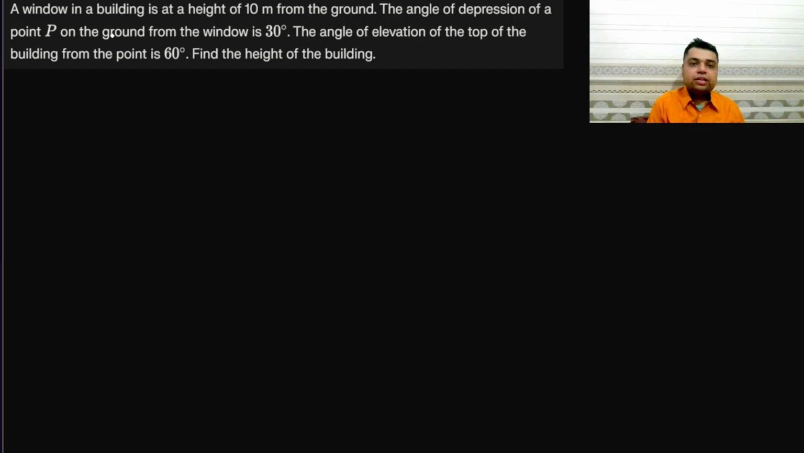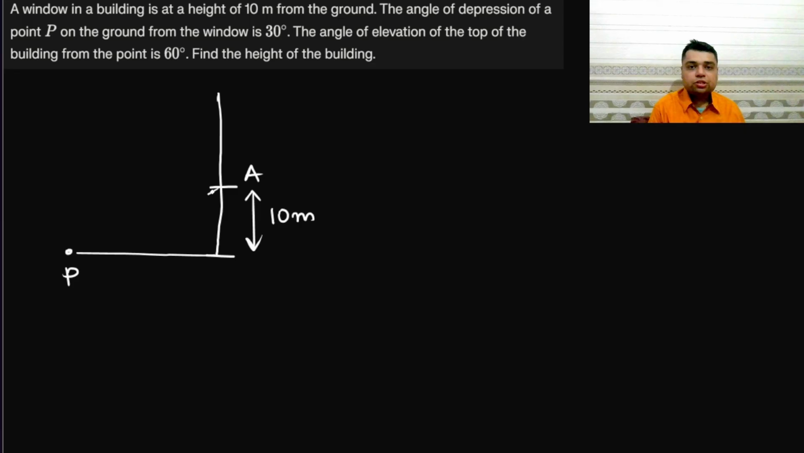A window in a building is at a height of 10 meters from the ground. The angle of depression of a point P on the ground from the window is 30 degrees. So basically there is a building and there is a window which is 10 meters above the ground. Let's name this point as A, and the angle of depression is 30. So there is a point P on the ground, and angle of depression means we are looking downwards, is 30 degrees. Okay.